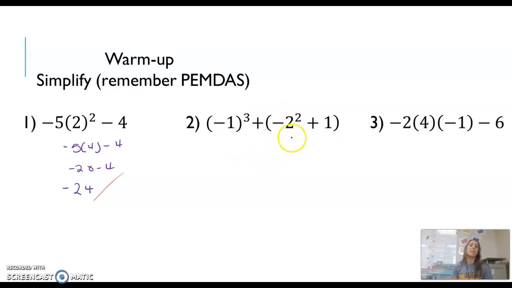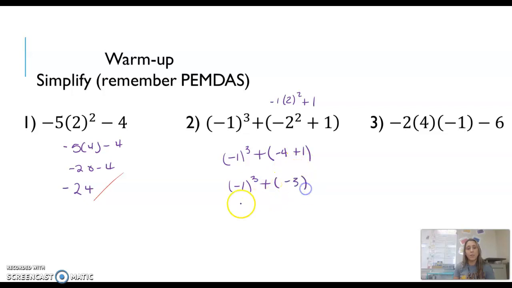Okay, so I'm going to do this one. So I need to do grouping things. And inside the groupings, I have this squared. So really what this says is negative 1 times 2 squared plus 1. So I get 2 squared, which is 4, times negative 1. So then I get negative 1 cubed plus negative 4 plus 1, which is negative 3. And now I can do this, so negative 1 cubed is negative 1 times negative 1 times negative 1, which is negative 1, minus 3, which is equal to negative 4.